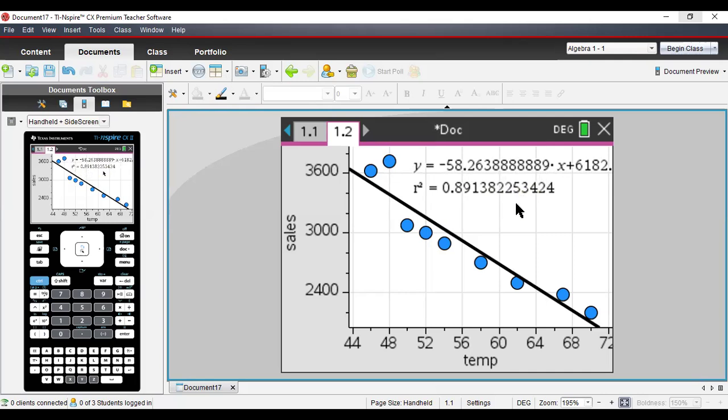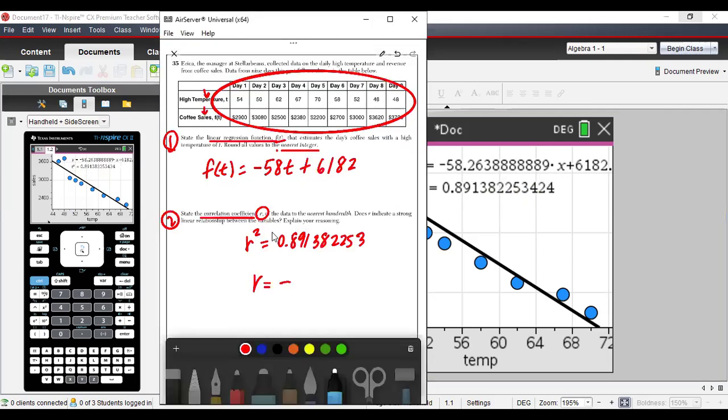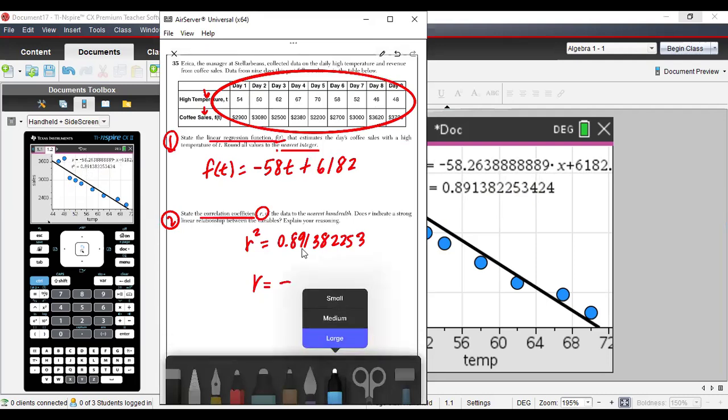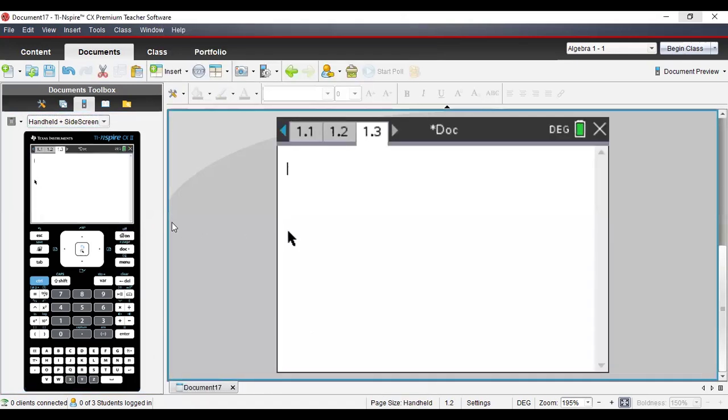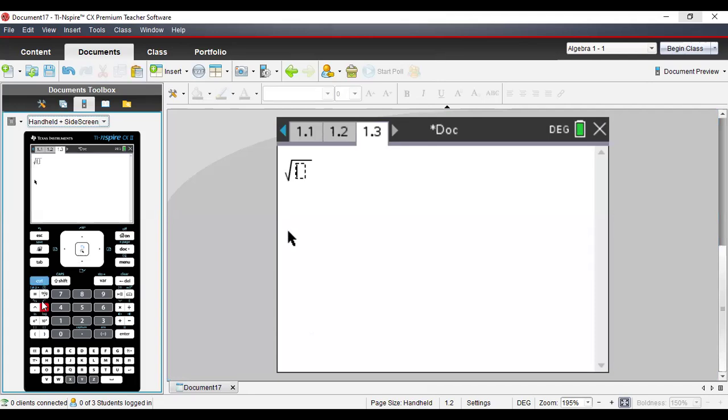So I'm going to write this number on my iPad. So it's 0.891382225. Actually, that's enough. You don't have to write all the numbers. I think that's enough. So I'm going to go here. I wrote the r squared. Now, to find the correlation coefficient, all I'm going to do is take the square root of this number. So now I need the calculator again. So I'm going to go to this, and I'm going to do square root. And inside there, I'm going to type in that r squared number.